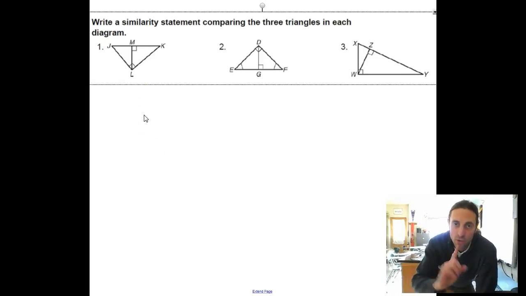Again, step number 1, label your angles as either 1 or 2, and then fill in the missing ones. Be careful on problem 2 here, because there's something unusual. If these 2 angles are the same, what's a triangle that has 2 base angles that are the same? Very interesting. And then 3 looks a little more traditional.